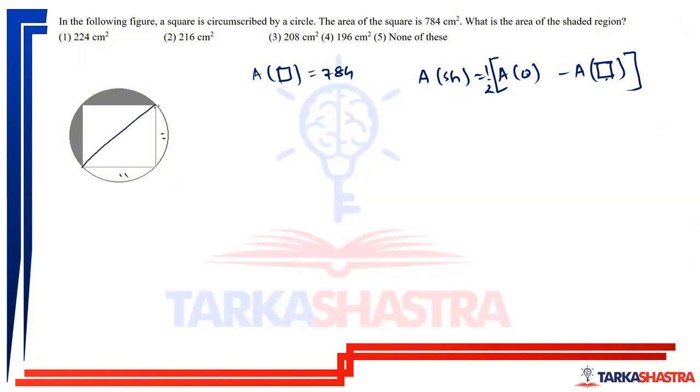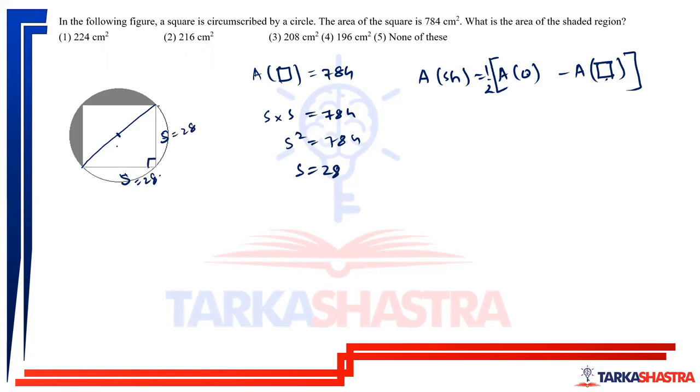This will be the diameter. Okay, this will be the diameter. Now that this is the diameter, can I find out the side of the square? Yes. Let us say side of the square is S and S. So S into S is 784. So S square is 784. So S is 28. Side of the square is 28. If this is 28, this is also 28.